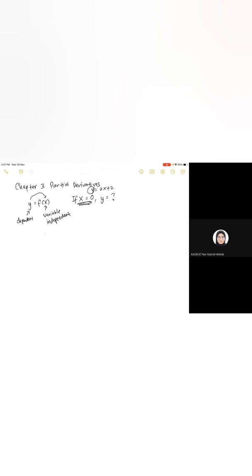Now we are going to look into the f(x, y). There are two variables in one function. Okay, f(x, y), or what we call z equals to f(x, y). So here now the x and y are both independent, while the function of z is dependent. Okay, bergantung kepada x dan y.